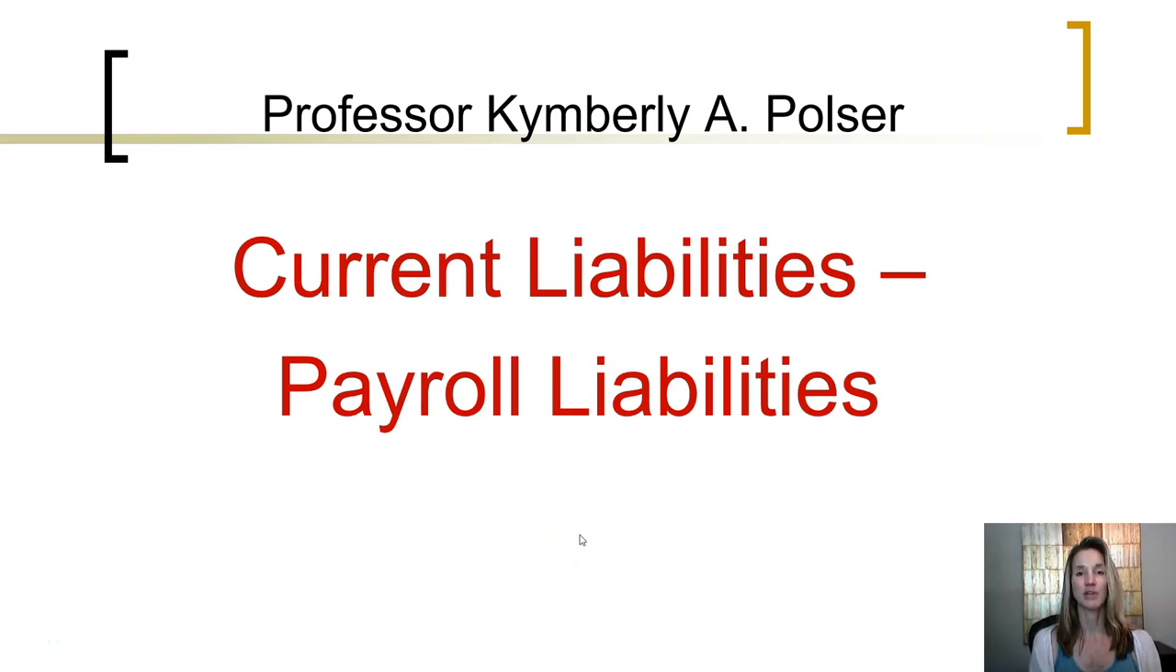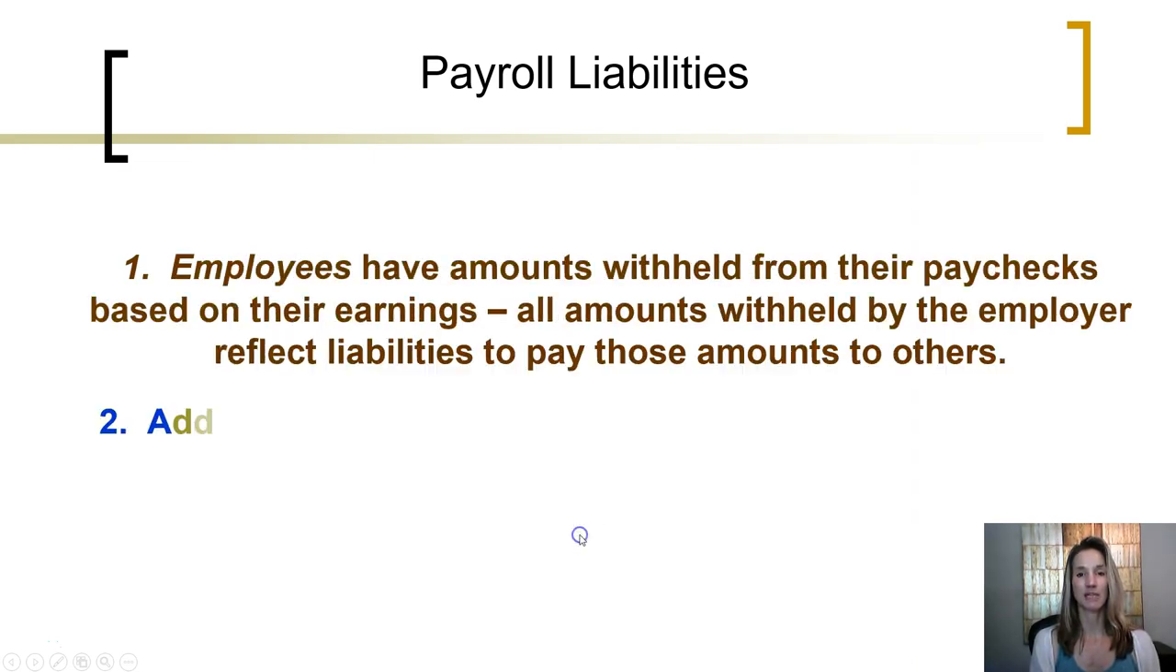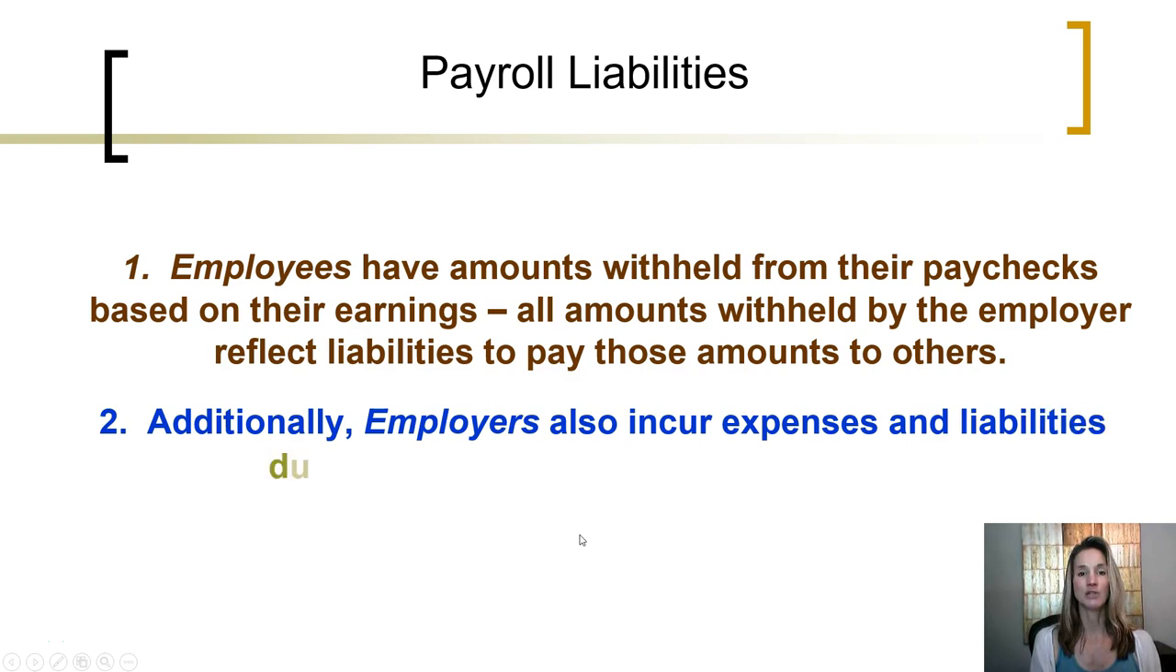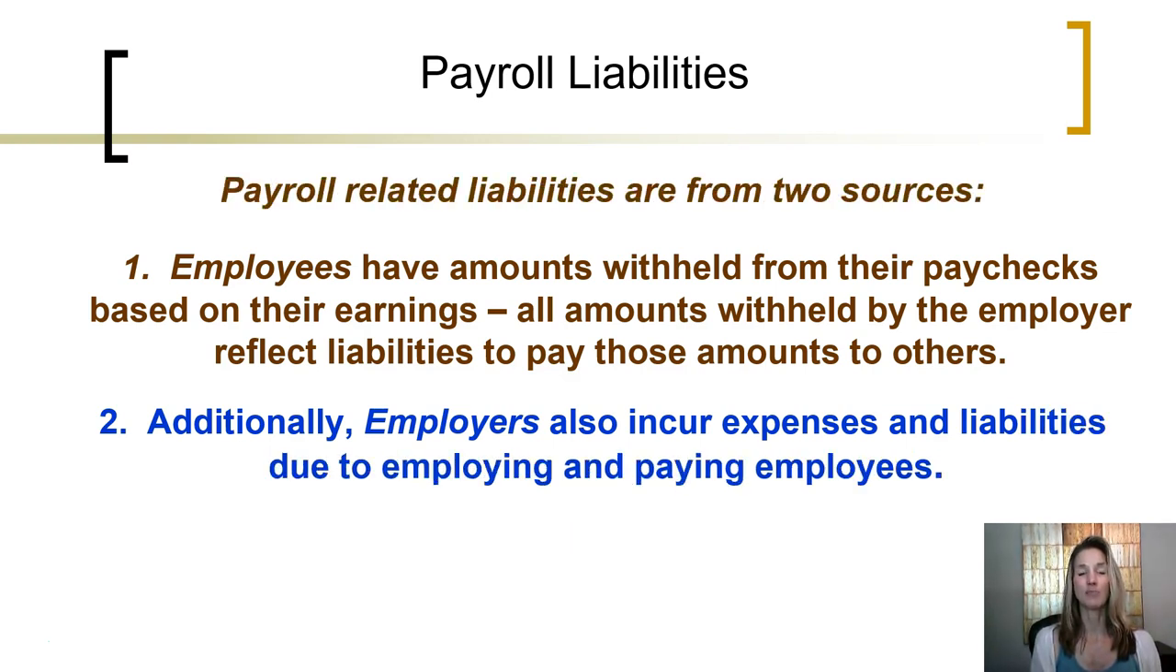This segment is going to introduce payroll liabilities. A company incurs and records liabilities related to its payroll due to two primary sources. Those two sources are employee-related liabilities. Employees have amounts withheld from their paychecks based on their earnings, and all those amounts withheld by the employer reflect liabilities the employer has to pay those amounts to others.